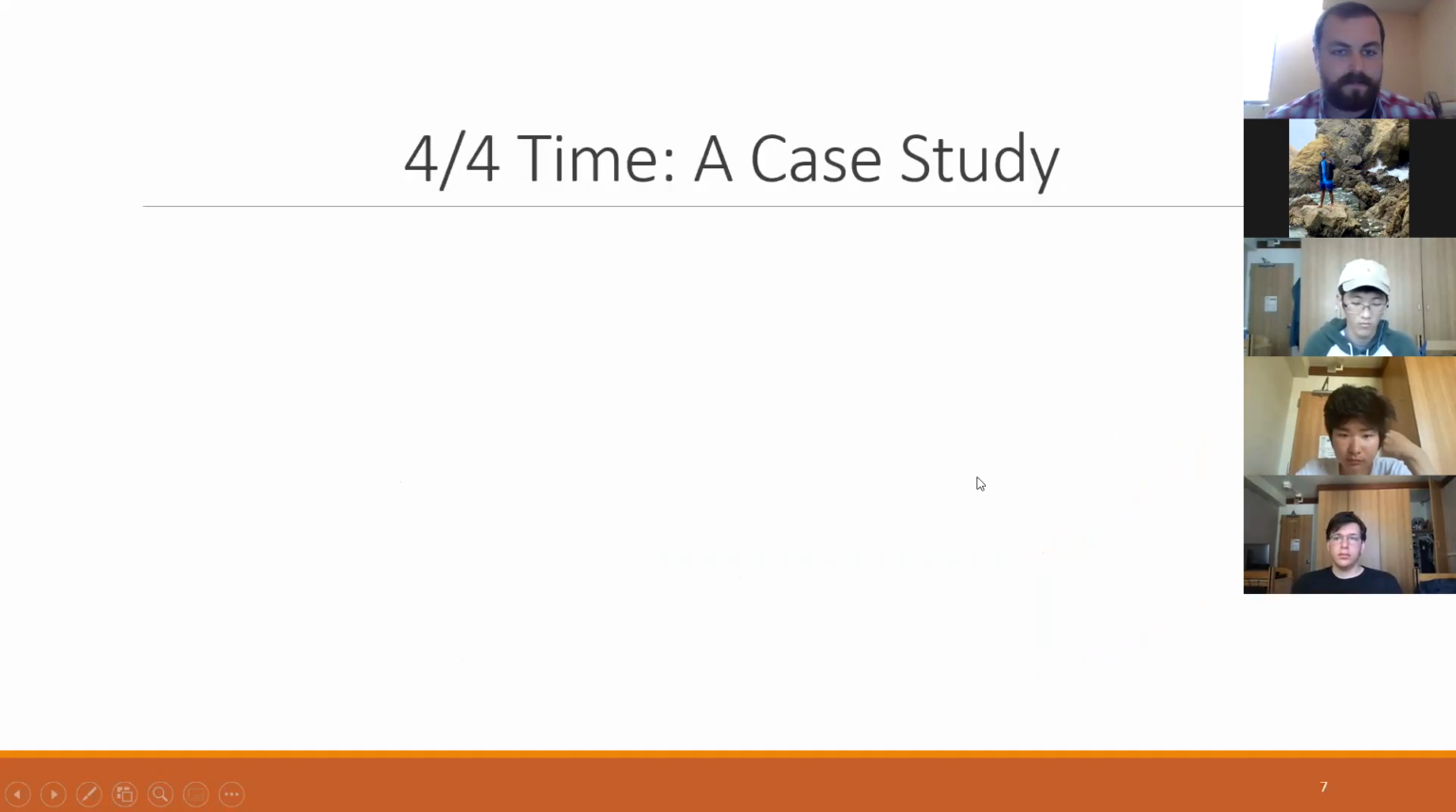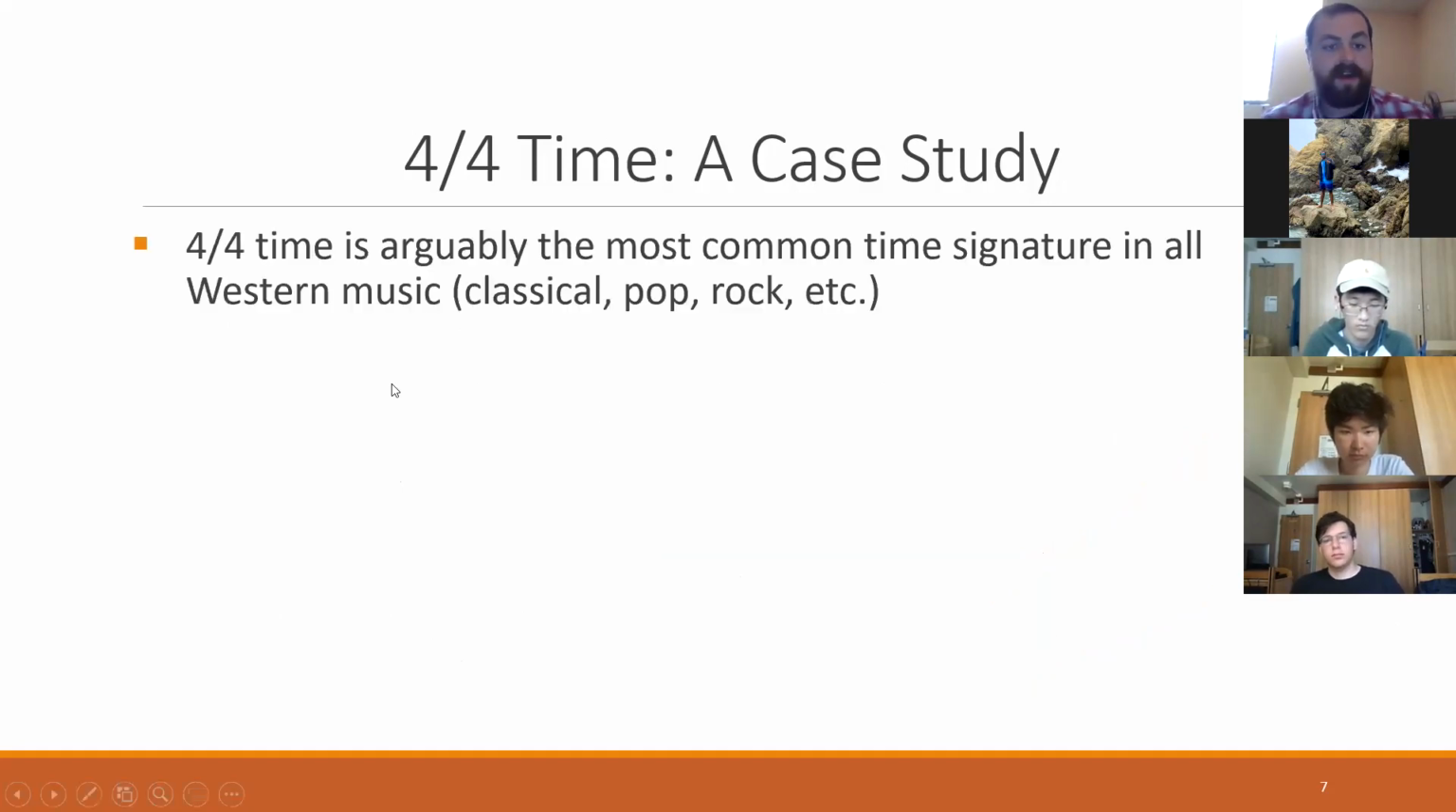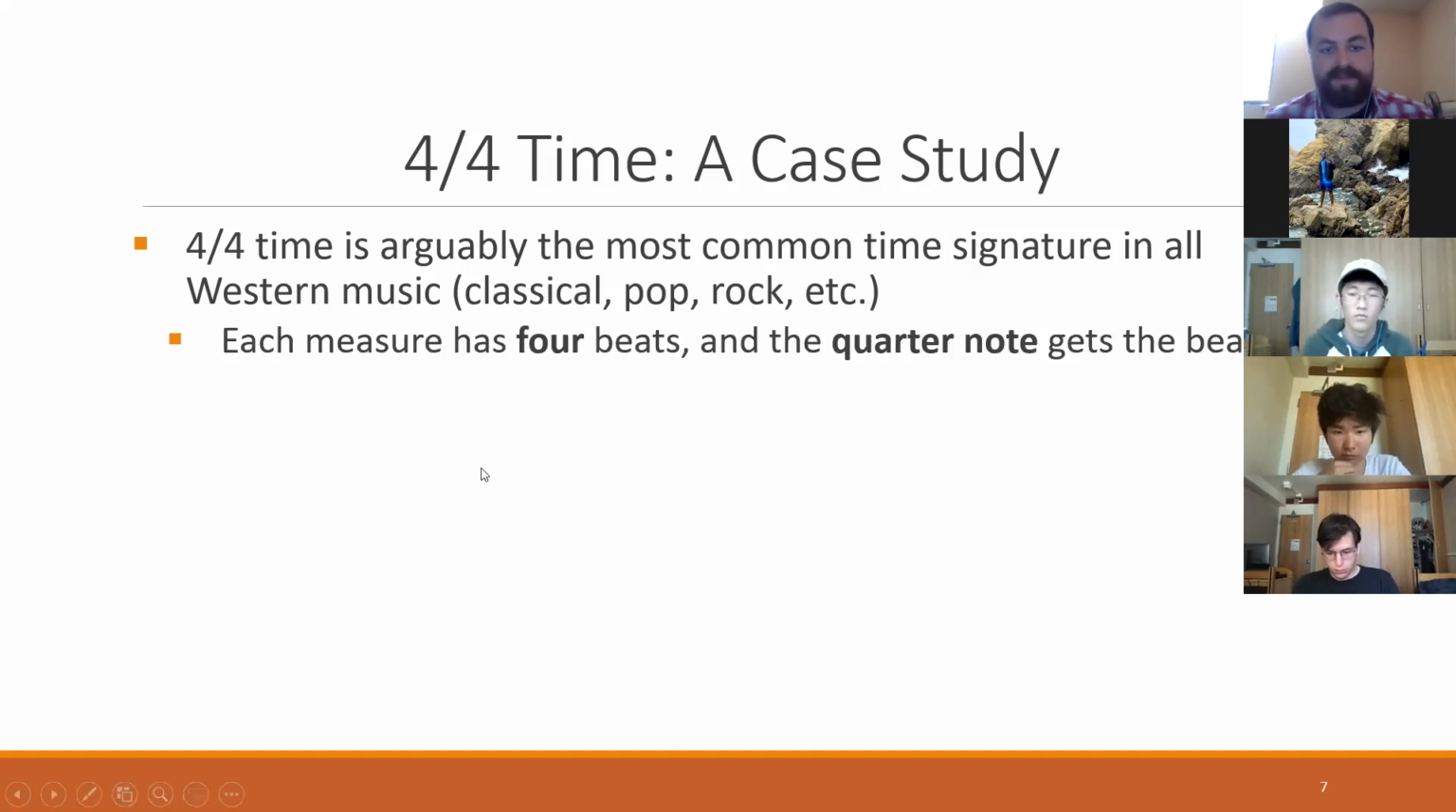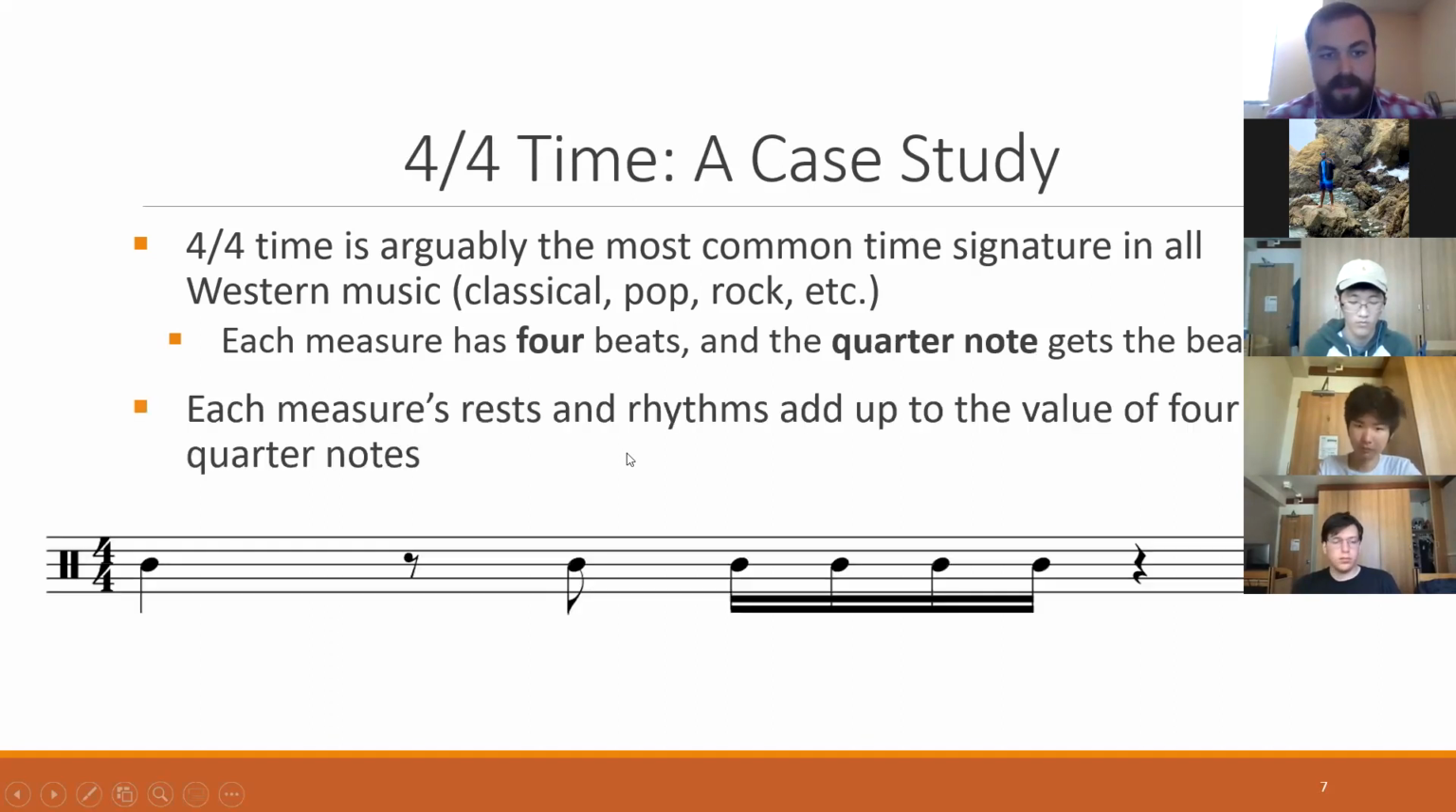So let's talk about 4/4 time a little bit more as kind of like a case study, since it is extremely common. Most every music, as I said, will be in 4/4. So it's arguably the most common time signature in all Western music: classical music, pop music, rock music, jazz music, whatever, rap music. Most everything is 4/4. Each measure is 4 beats, and the quarter note gets the beat, hence 4/4. So each measure's rests and rhythms will add up to the value of 4 quarter notes.